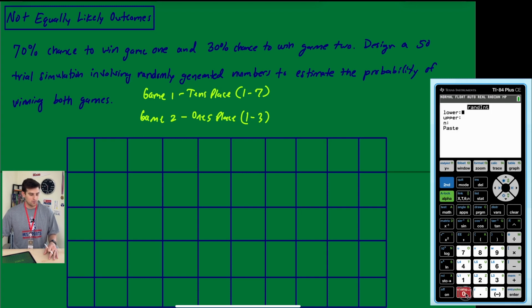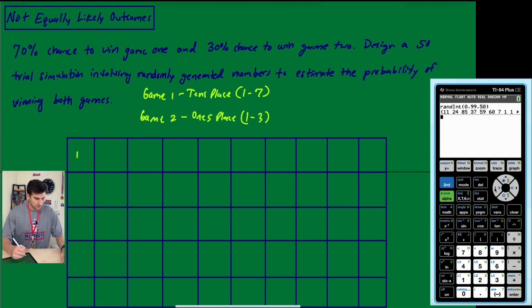Now our lower number we want to be 0, and our upper number we're going to do 99, and we want 50 numbers. That's what n stands for, okay? So we want 50 randomly generated numbers between 0 and 99. Let's go down to paste, hit enter, and hit enter again. Now it starts giving us some numbers. I'm going to fill them out in this table. Once we get to the end of our list, we can just arrow over and it will show us our next numbers.